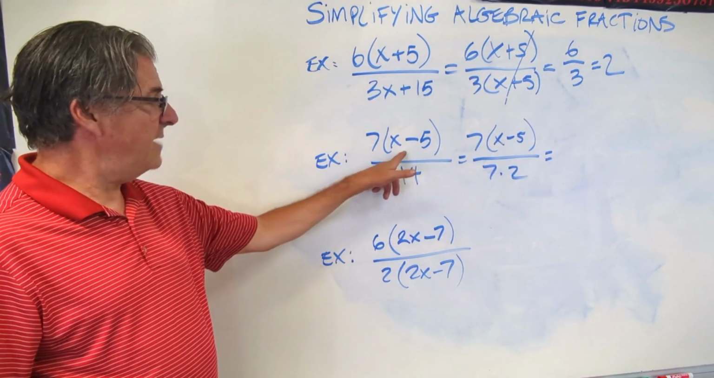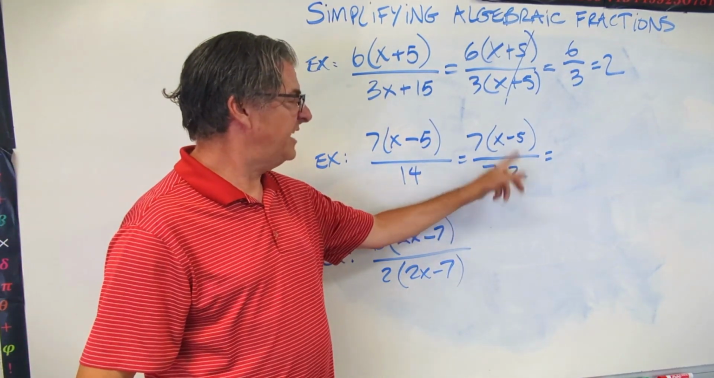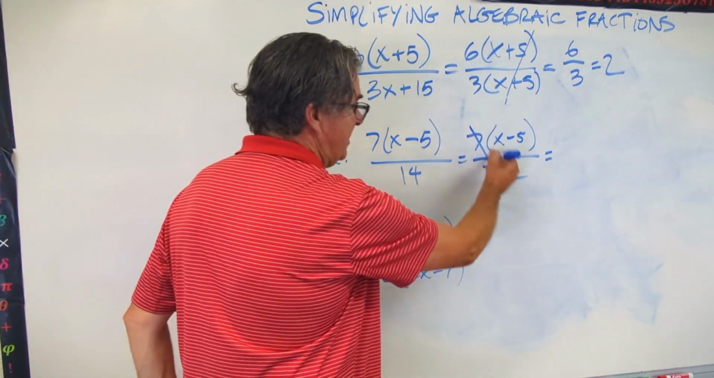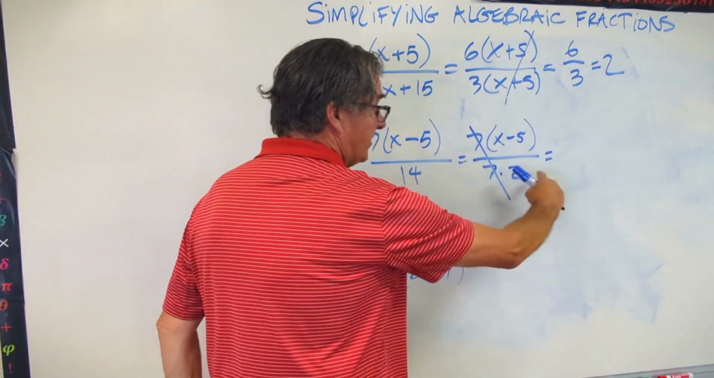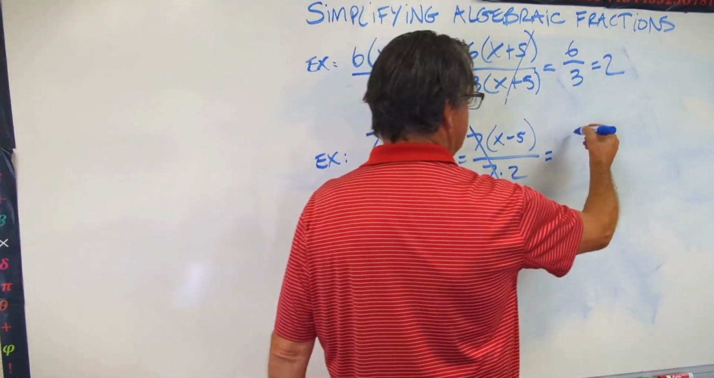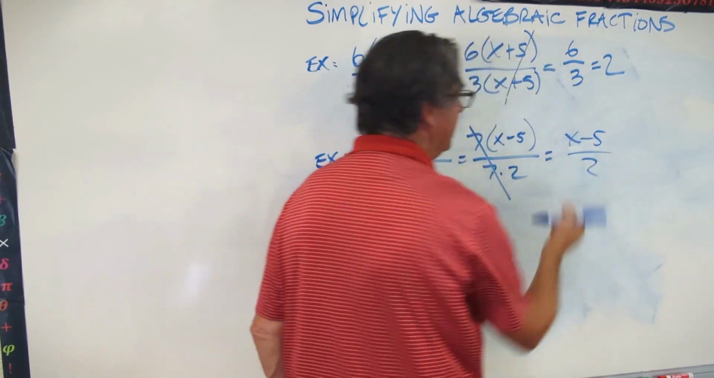Okay, so the top is factored. The bottom can be factored into 7 times 2. I can't really do much with the top yet. Now what would come next? I can cancel my 7s. These are all multiplication, so I don't have to worry about canceling from 2 terms. So this would end up being x minus 5 over 2. That's all it would be.